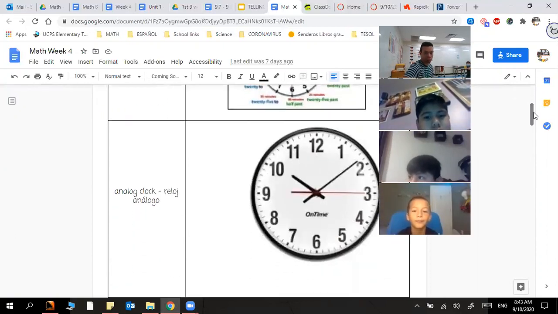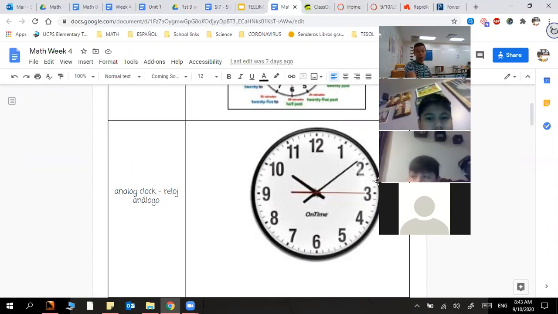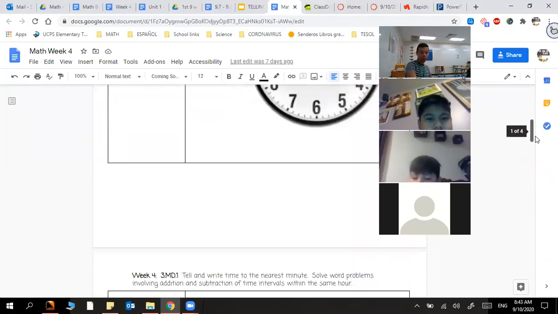Okay, next one, analog clock. Reloj analógico, okay? This is the kind of clock that we are using. This one. Those are not very common now, but we need to know, okay? It's something that you guys need to know, okay?